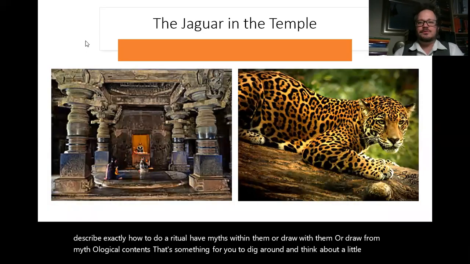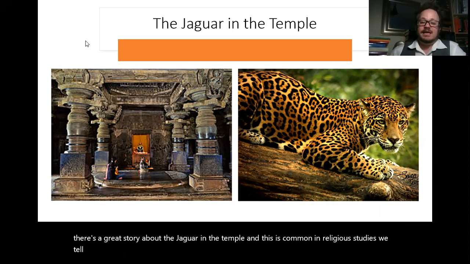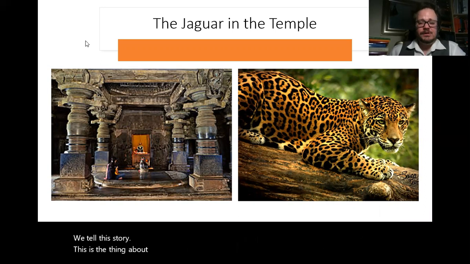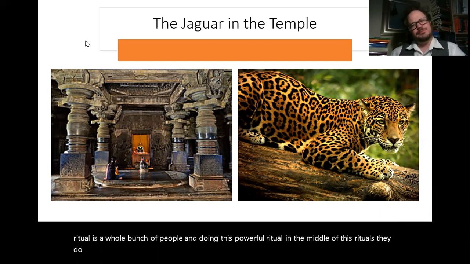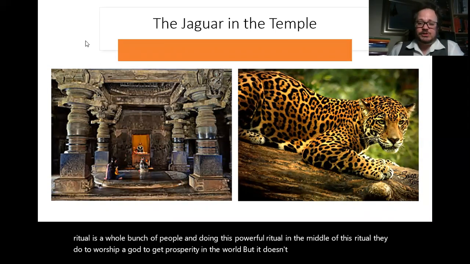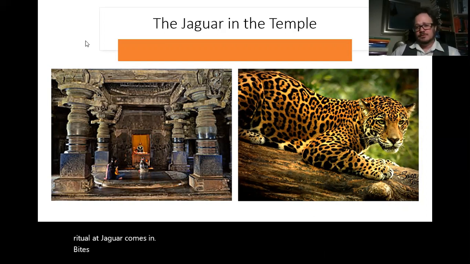Okay, so there's a great story about the jaguar in the temple, and this is common in religious studies. We tell this story. This is the thing about myths and rituals. So imagine you have somebody who's doing this grand ritual. There's a whole bunch of people doing this powerful ritual. In the middle of this ritual they do to worship a god, to get prosperity in the world, but it doesn't matter. In the middle of the ritual, a jaguar comes in, bites a guy, drags him off. So they go, wow, an eruption of the sacred.